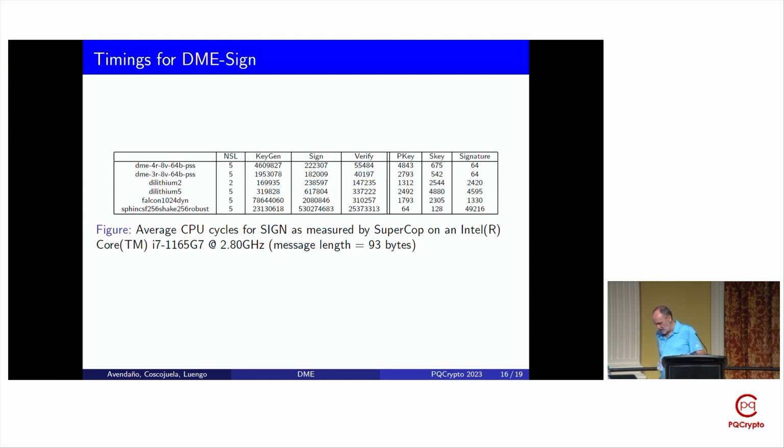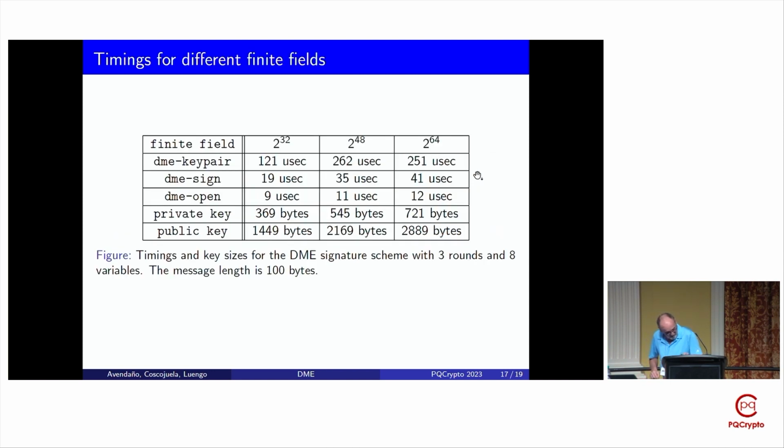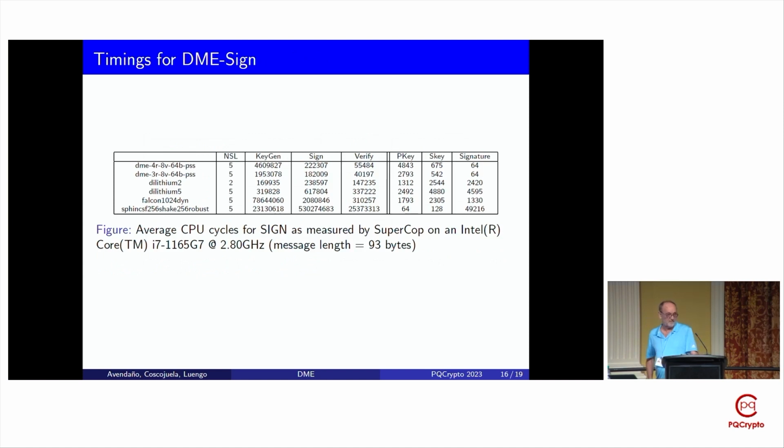So you can see here, compared with the finalist, it is really very efficient. The most interesting parameter is the signature size, which is just 64. You can compare here, and we also put the comparison of the one instance with four rounds and one with 3 rounds. You see the difference in sizes and time, but you see it's very efficient.